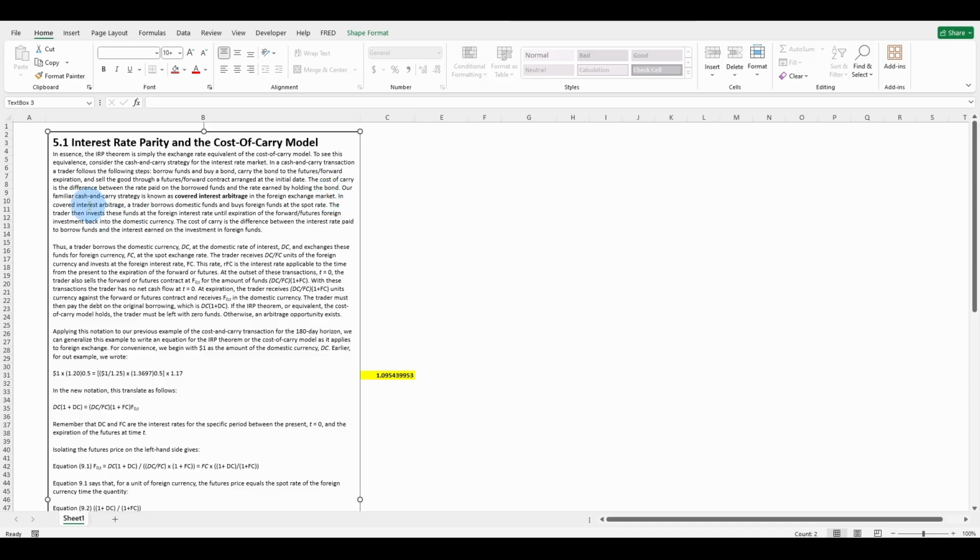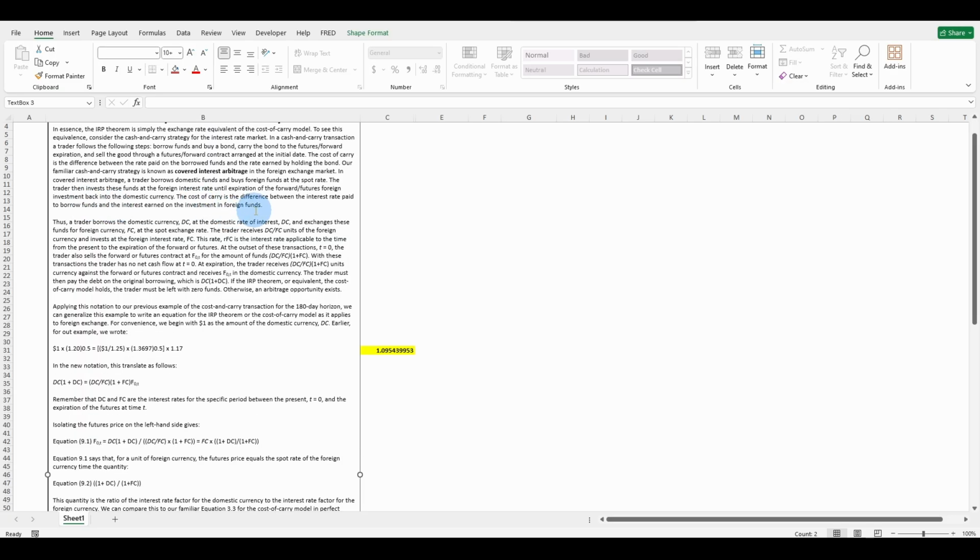In covered interest arbitrage, a trader borrows domestic funds and buys foreign funds at the spot rate. The trader then invests these funds at the foreign interest rate until expiration of the forward or futures contract, converting the foreign investment back into the domestic currency. The cost of carry is the difference between the interest rate paid to borrow funds and the interest earned on the investment in foreign funds.